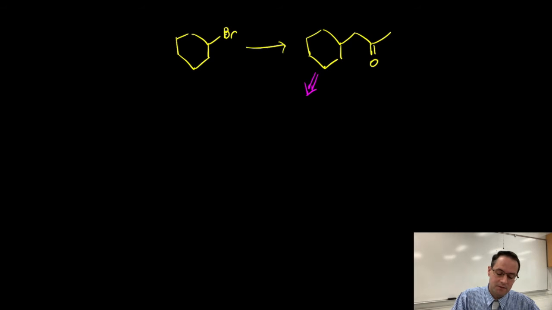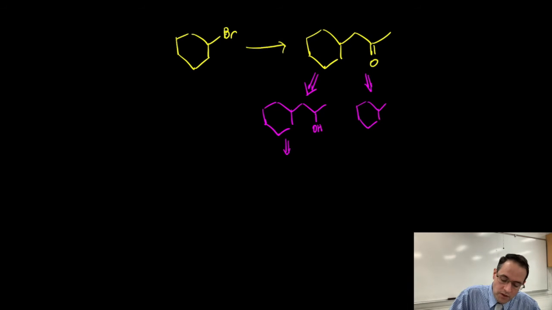I kind of hinted at this before. We've learned that there's a couple of different ways to make ketones. We can make them from alcohols. Alcohols can come from epoxides. We could synthesize ketones from alkynes. Whoops, let me put in another carbon there.